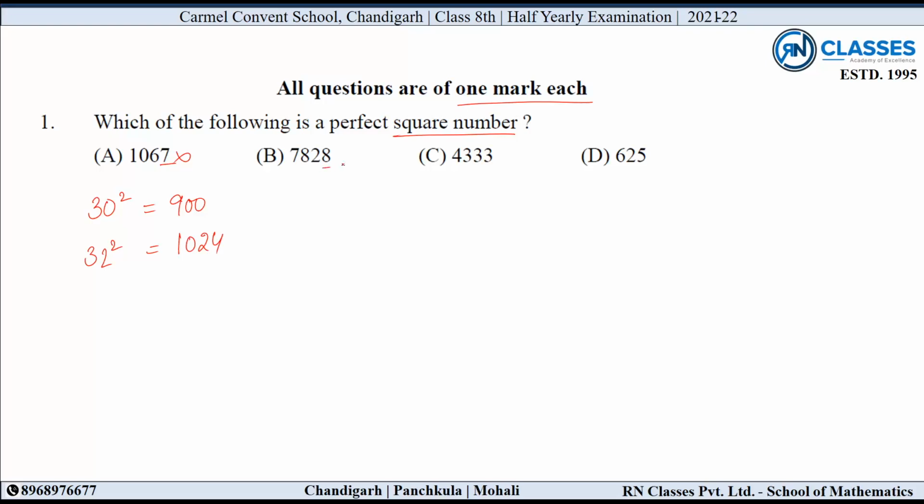Then comes 8 at the unit place. Nope, it cannot be 8 at the unit place. It will never be a perfect square. Then comes 3. It can never be a perfect square because 3 is at the unit place. 5 at the unit place. Yes, 625. 25 square is 625. So D part is the right answer.